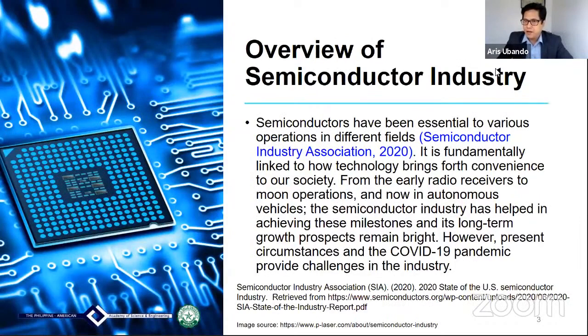So just an overview of the semiconductor industry. Semiconductors have been essential to various operations in different fields. It is fundamentally linked to how technology brings forth convenience to our society. From the early radio receivers to moon operations and now in autonomous vehicles, the semiconductor industry has helped in achieving these milestones, and its long-term growth prospects remain bright. However, present circumstances and the COVID-19 pandemic provide challenges in the industry.